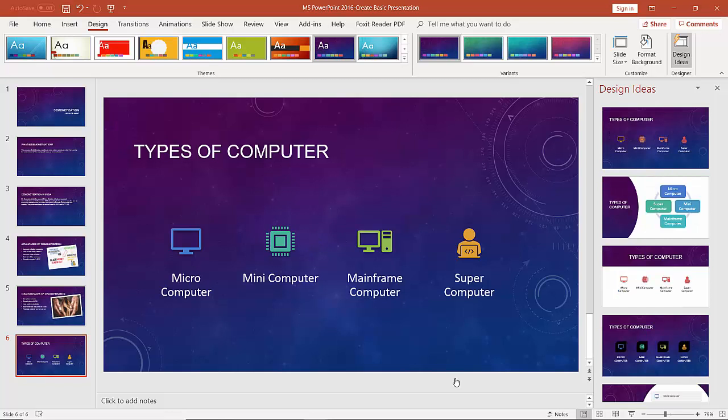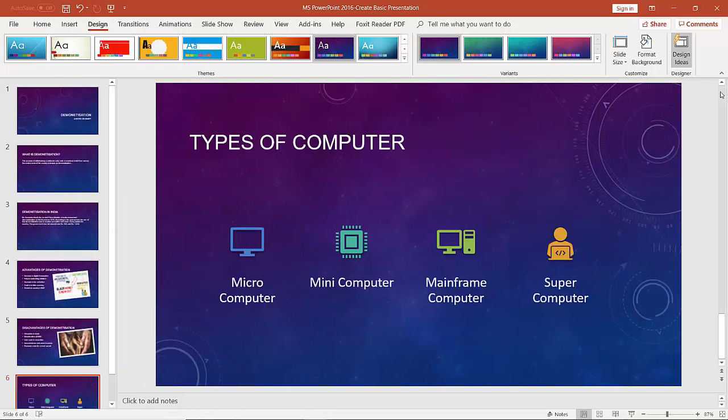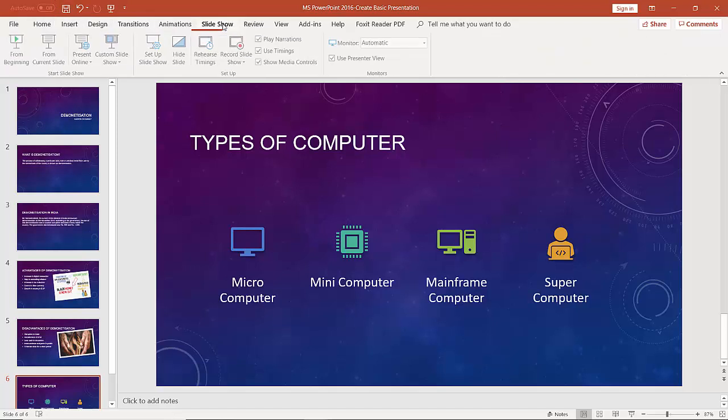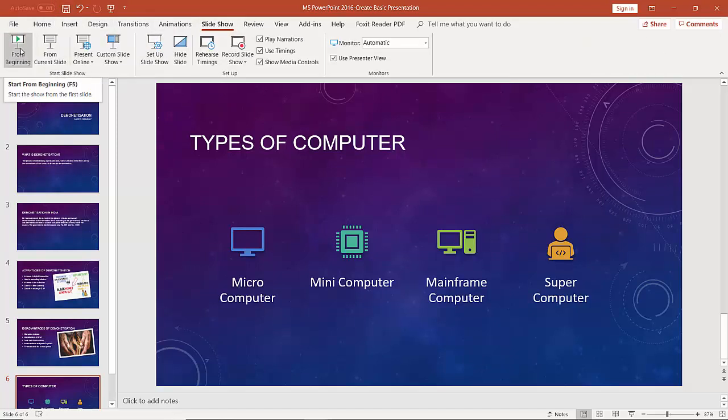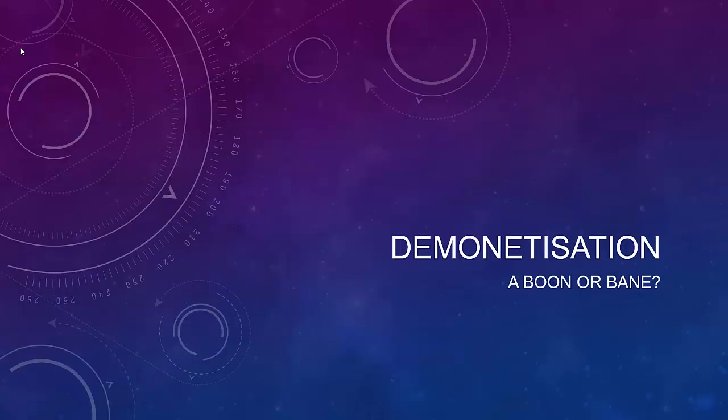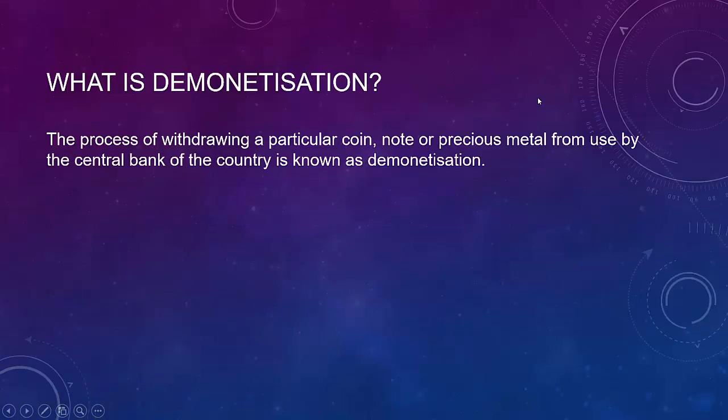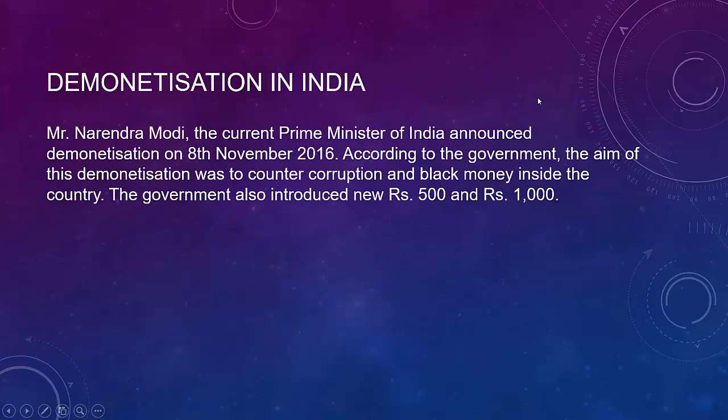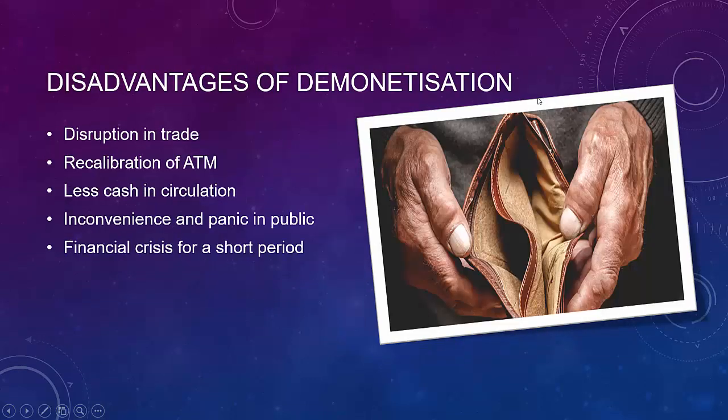Now, everything is perfect, so we can see how our slide presentation is going to look like. So just close this, go to your Slide Show tab, and under Start Slide Show group, click on From Beginning. Since we want to see our presentation from the beginning, click on it. And you can see your presentation in full screen. Now, just click and you can see the next slide. Again, click on, again, again, again.